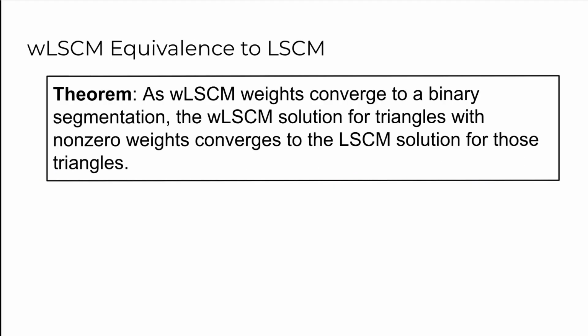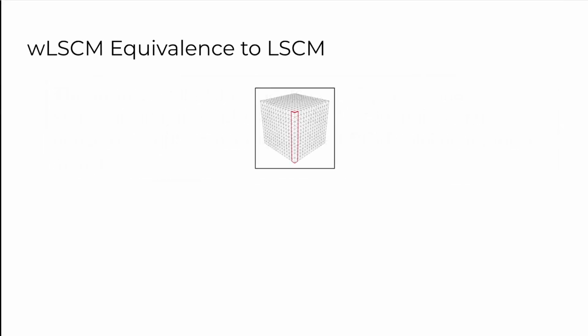To theoretically ground our probability-guided parameterization method, we prove that as the predicted weights converge to a binary segmentation, the solution to weighted LSCM exactly equals that of the original LSCM method. We visualize this first by comparing the UV parameterizations between LSCM and WLSCM on a mesh composed of 3 sides of a cube, and manipulate the weights of the triangles in the outline edge.